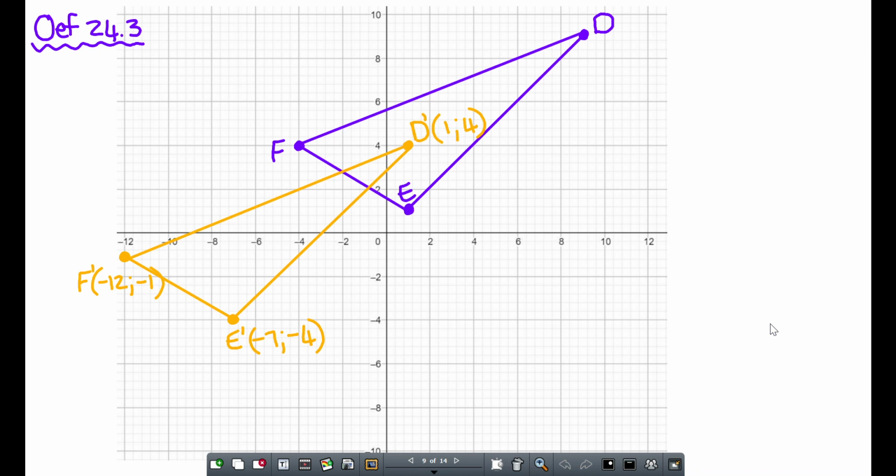Label the translated points with that little apostrophe. D apostrophe, E apostrophe, F apostrophe. So that would be then the yellow triangle. Any questions there? On the next slide, I'll show you guys how I got there as well, obviously on your sketch.